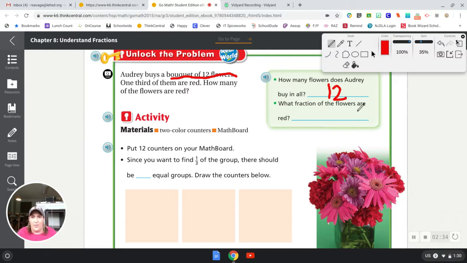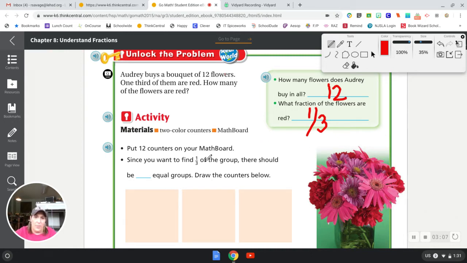She buys 12 flowers. What fraction of the flowers are red? What other fraction do you see in that problem? Take a look. I'll get rid of this sloppy line that I have here. It kind of covers things up. All right, what fraction? 1/3 of them are red. So what fraction of the flowers are red? 1/3. Okay. Now, if we were together, we would be putting these out on your desks, but instead we're going to draw a picture on here.